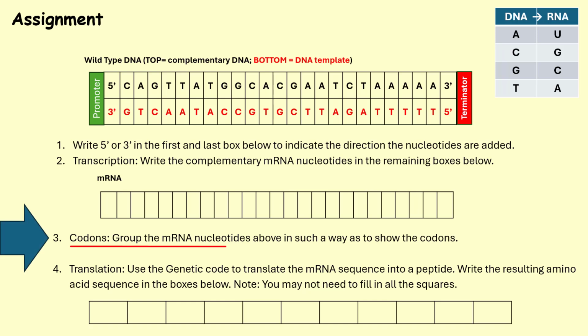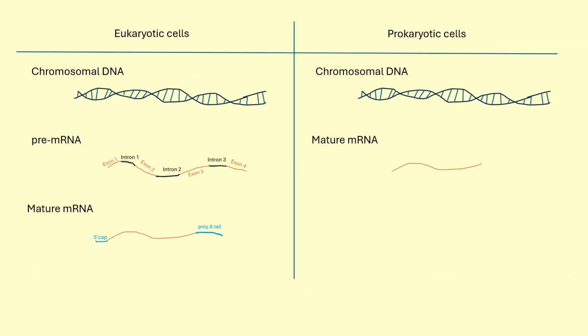Group the messenger RNA codons beginning with AUG by either circling them or underlining them. This will help you translate the messenger RNA sequence into an amino acid sequence in the following steps. Recall that eukaryotes form pre-messenger RNA intermediates and only modify them to form mature messenger RNAs, whereas prokaryotes form usable messenger RNAs without the pre-messenger RNA step. This assignment is going to ignore the modifications and focus mainly on the translating of mature messenger RNAs into a protein.